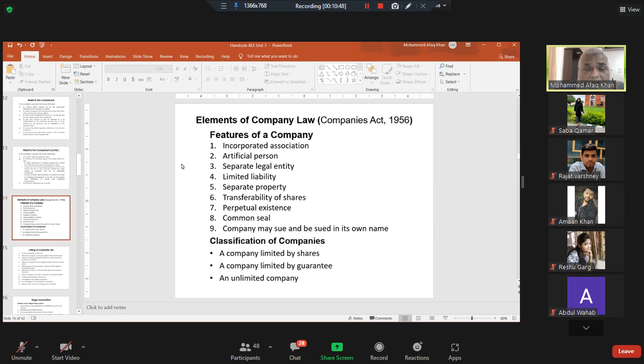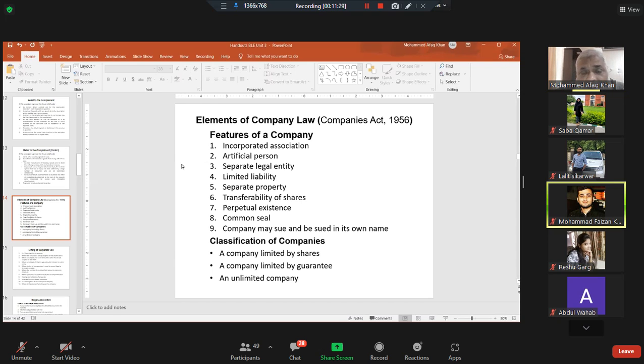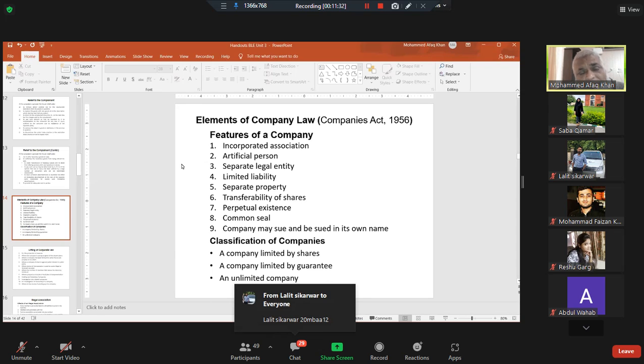Then artificial person. A company is an artificial person. We humans are natural persons, but a company is an artificial person. Why a person? Because like humans, the company is vested with certain rights and also bears obligations. There may be stakeholders of the company. The government is also there. Companies have to pay taxes to the government. They have to abide by the rules of the government. So there are obligations as well as rights of the company.